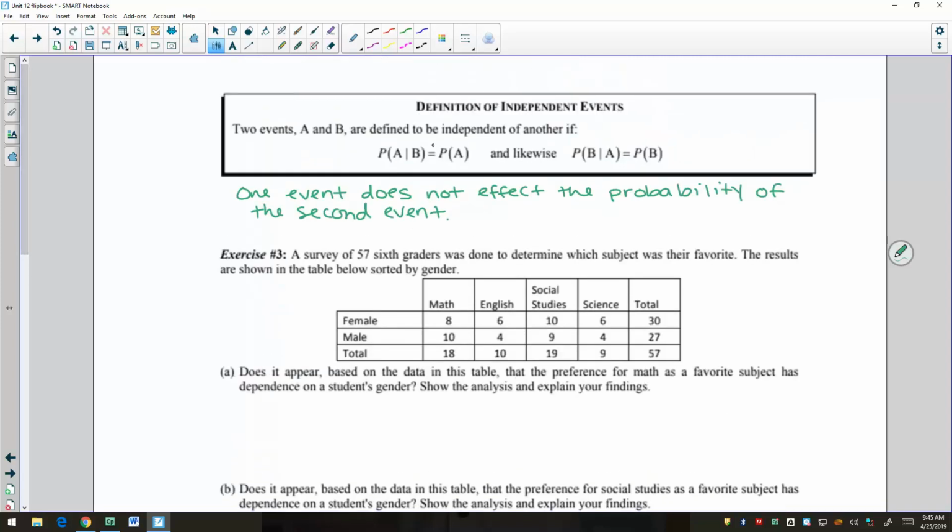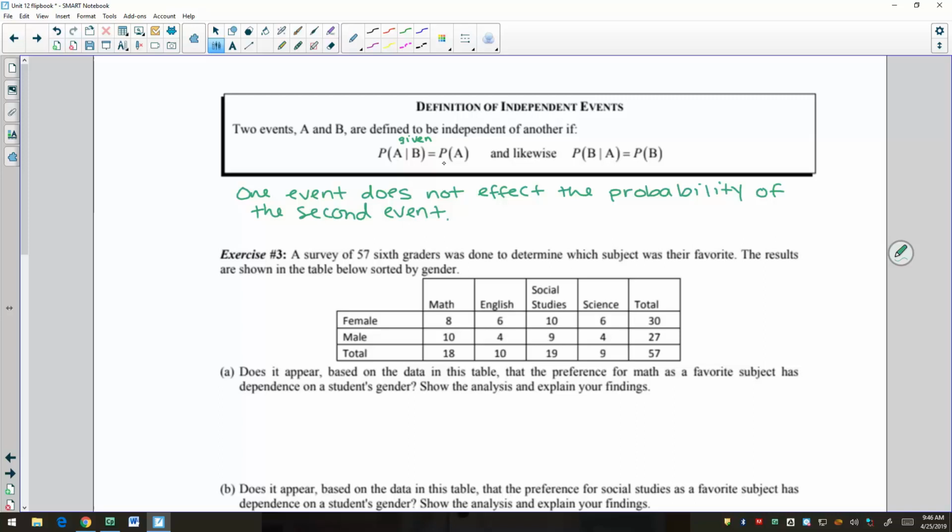And here is actually the formal definition. Before I do the example, I should probably explain what this means. Remember, this line means given. So if you were to find the probability of event A happening given that event B happened, and that turns out to be the same as just the probability of A happening, so the fact that B happened had no effect on A happening, then you can say they are independent.